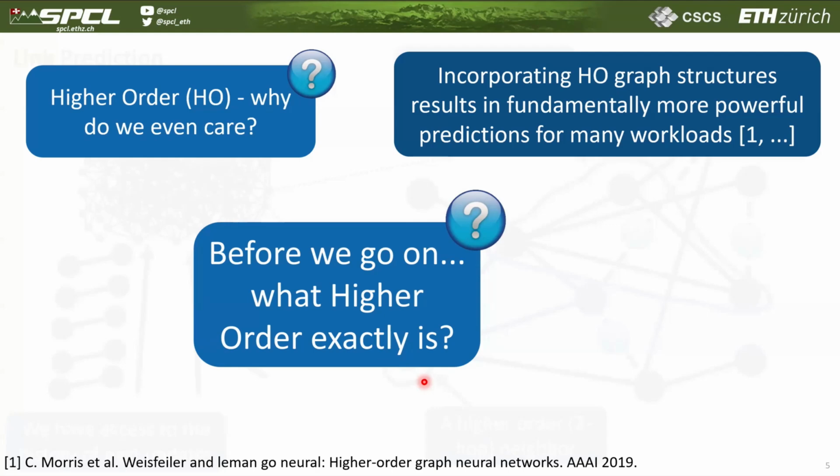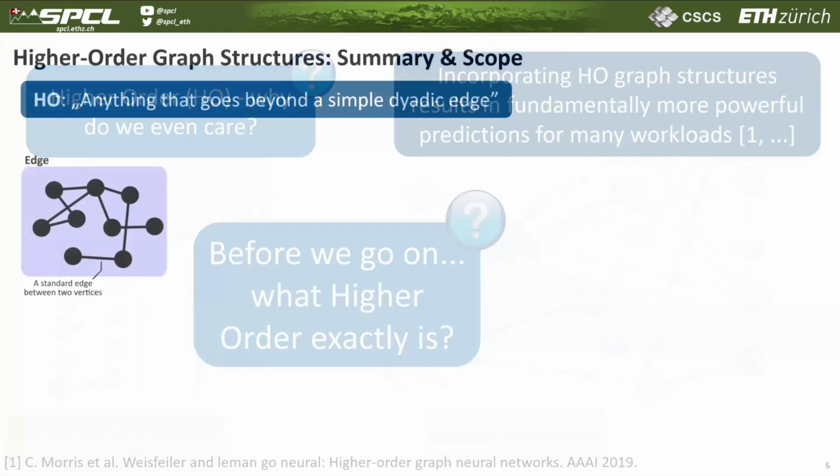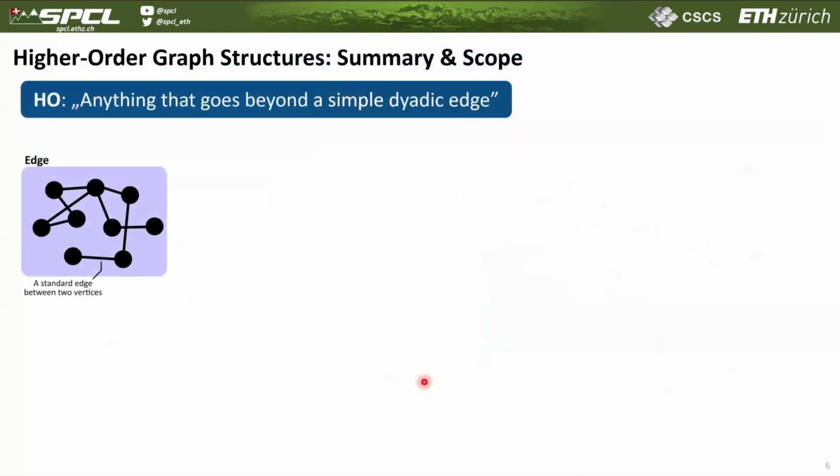Before we proceed, let's first take a look at what precisely higher order actually is. I'm just speaking about triangles, but let's look at this from a broader perspective, because higher order is a very, very broad concept. Intuitively, it means really anything that goes beyond a simple dyadic edge. In this example graph here, we can see a plain graph with just dyadic edges.